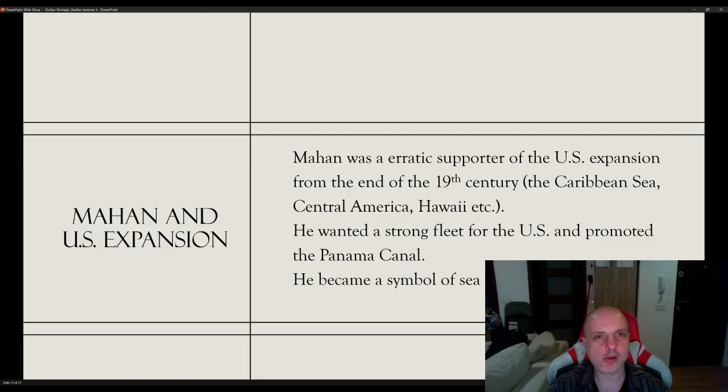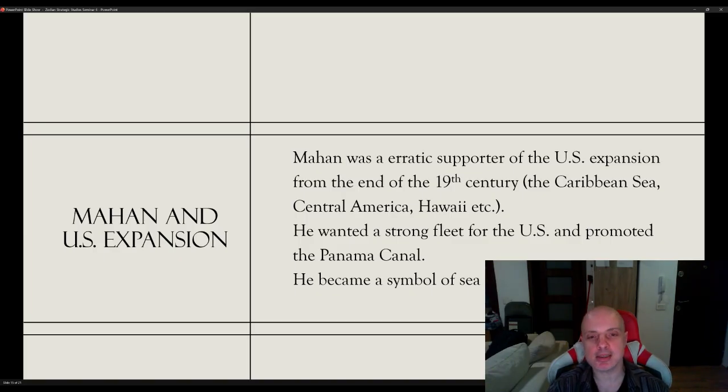So he was a supporter of what was then called American imperialism, and American imperialism meant that the United States at the end of the 19th century had several engagements and wars, like the war with Spain and the war against the Philippine resistance. And the United States gained primacy and possessions in the Caribbean, in Central America, in Hawaii, the Philippines, and so on, and also built the Panama Canal. So you see there are contemporary echoes of Mahan and the 19th century imperialist period even today.